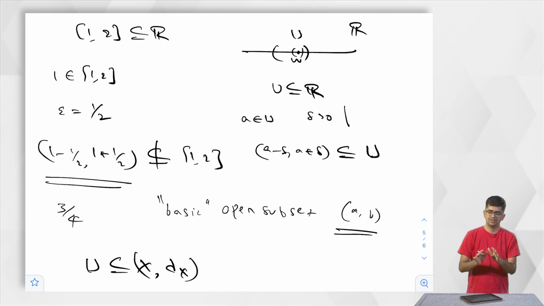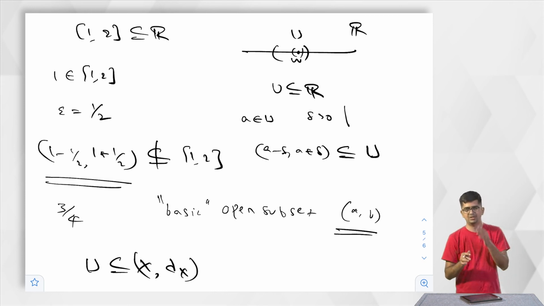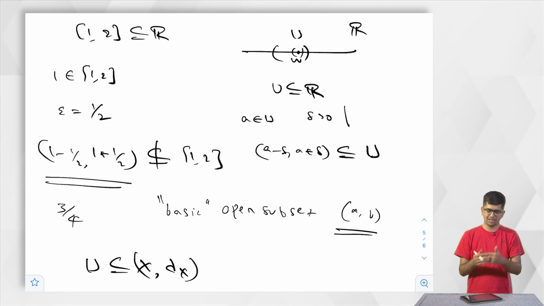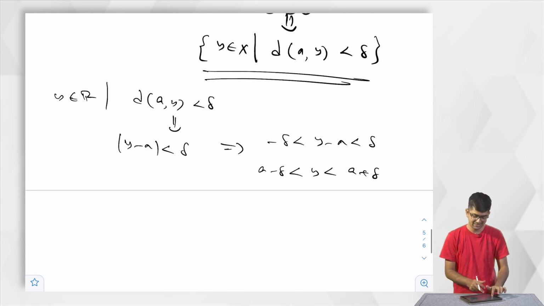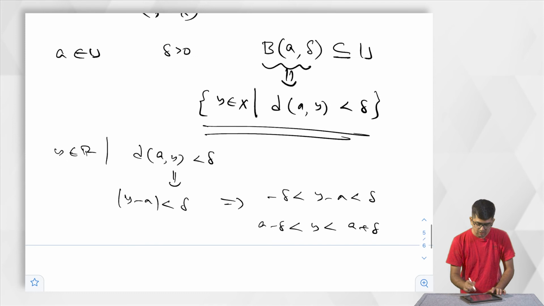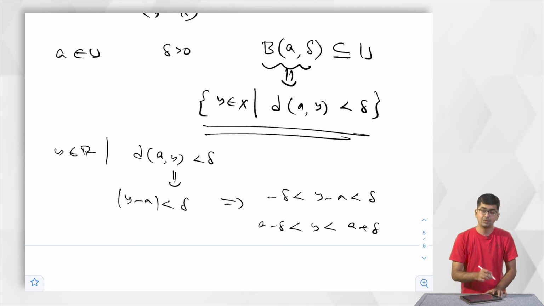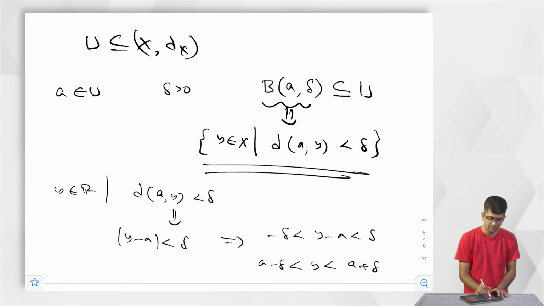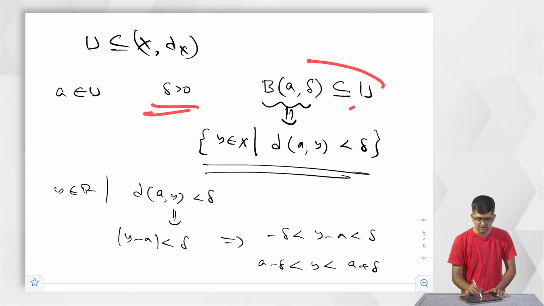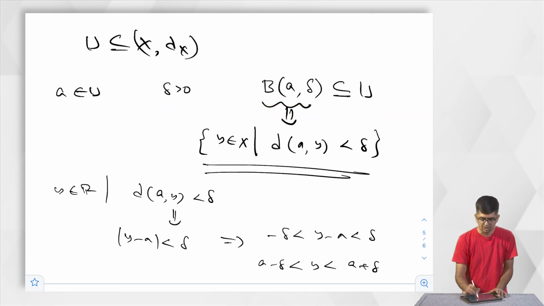So the open set in the case of real numbers is simply copied to metric spaces in the sense I mentioned just now. This is the notion of open subset of a metric space. Given a point a belonging to U, there should be a delta positive such that this ball around a with radius delta is totally contained in U.